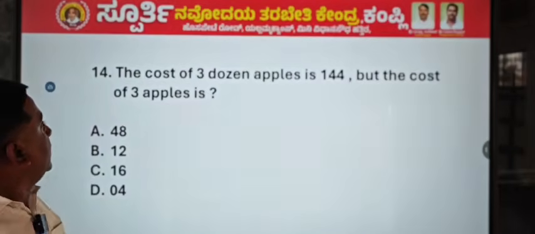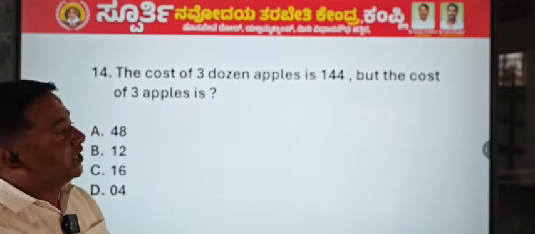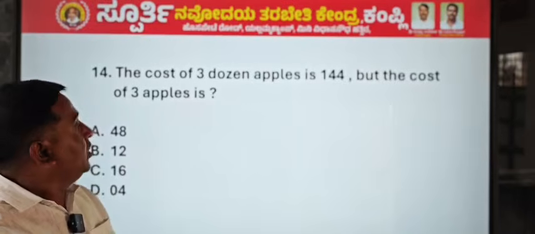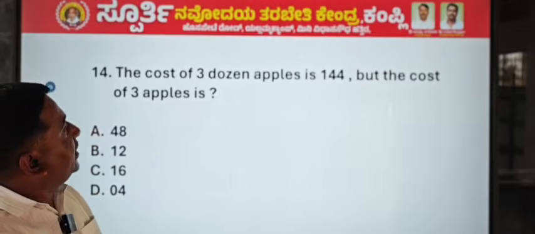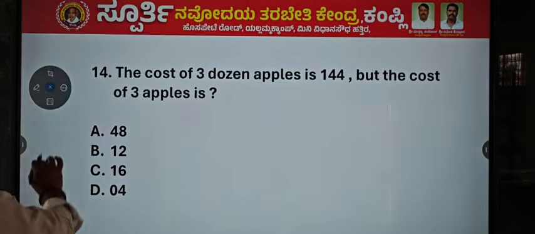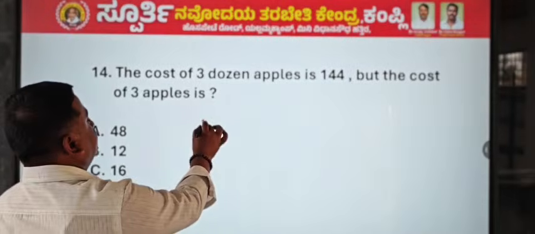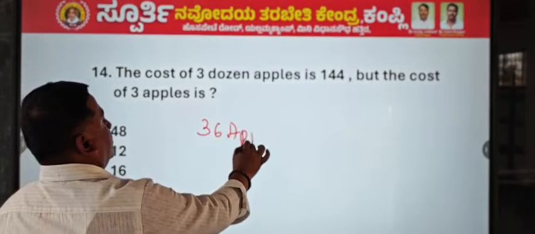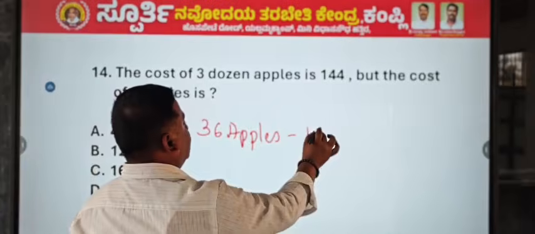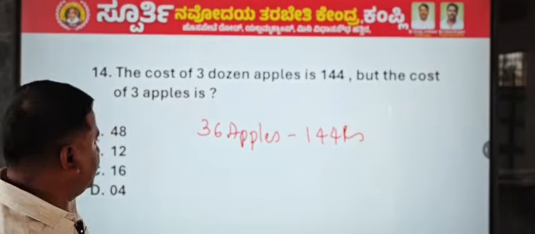Okay, the cost of 3 dozen apples is 144. First, you should remember how much quantity 1 dozen is. 1 dozen is 12, so 3 dozen, 12 3s are 36 apples. 3 dozen, 36 apples. Cost of 36 apples is 144 rupees.